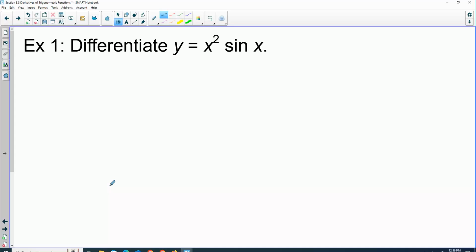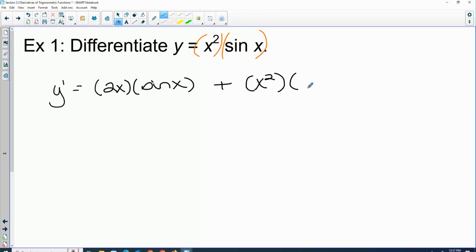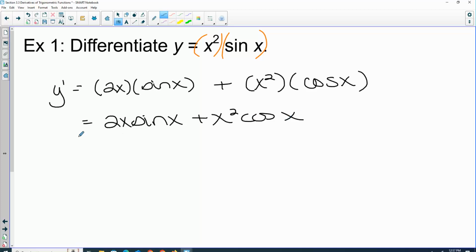So if I ask you to do this derivative, careful, we have two things being multiplied, don't we? So what do we have to do? Product rule. So one derivative at a time. What's the derivative of x squared? 2x times the second, plus the first one times the derivative of sine x. So it's just 2x sine x plus x squared cosine x.